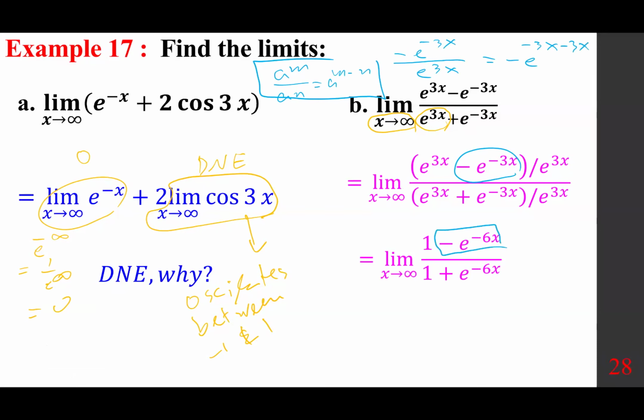Now, if you plug in infinity, then we get 1 minus 0 over 1 plus 0, or 1, because this expression goes to 0. The reason why, because e to the power minus 6 times infinity is e to the power minus infinity, and that is 0. We have shown it previously.